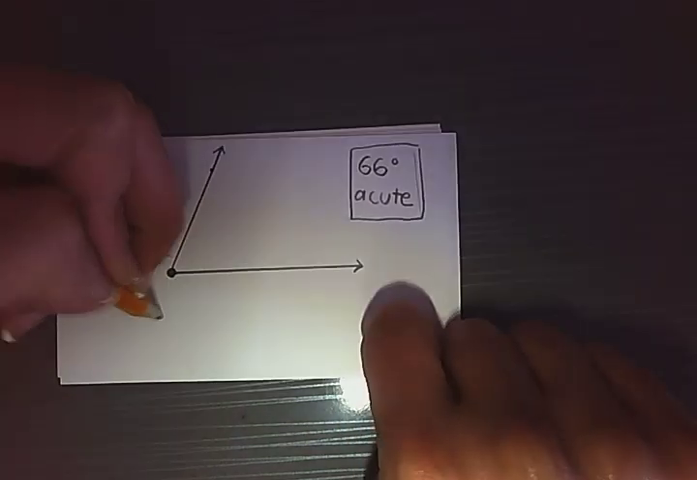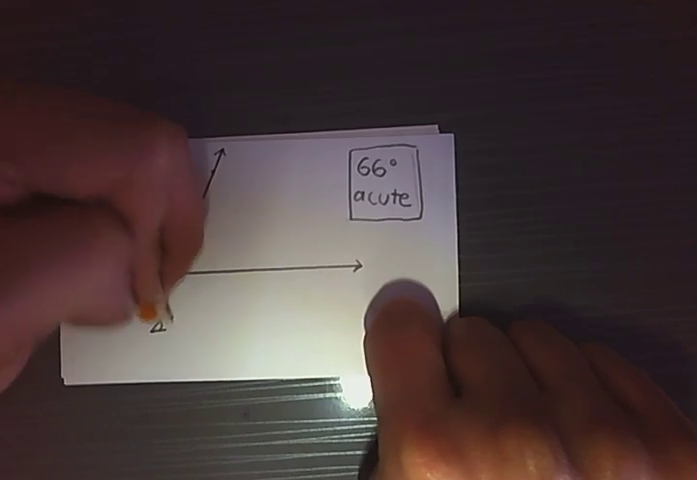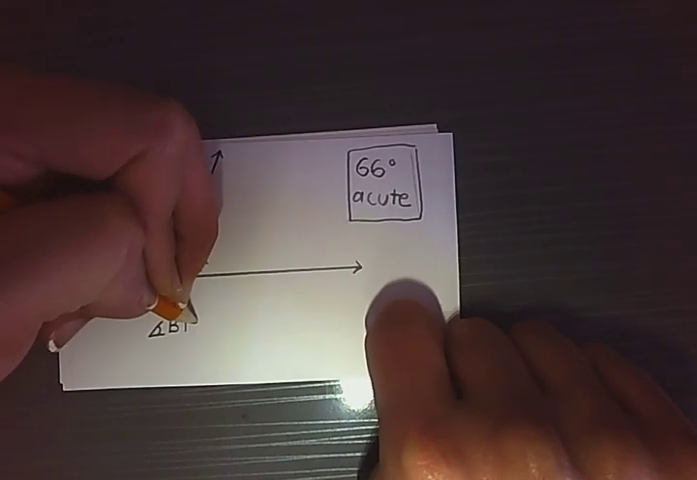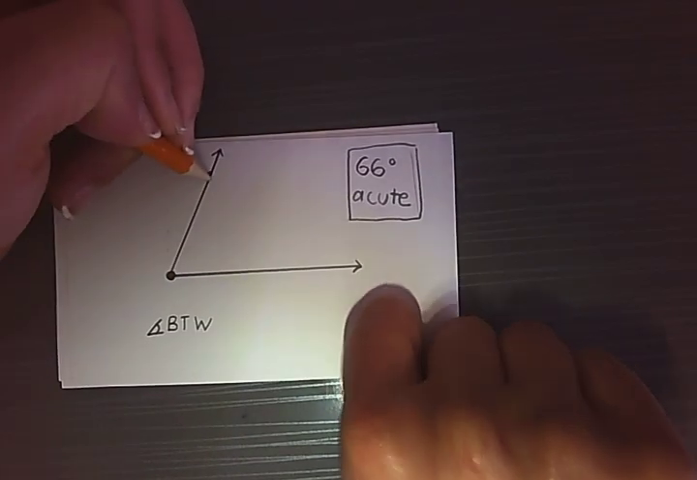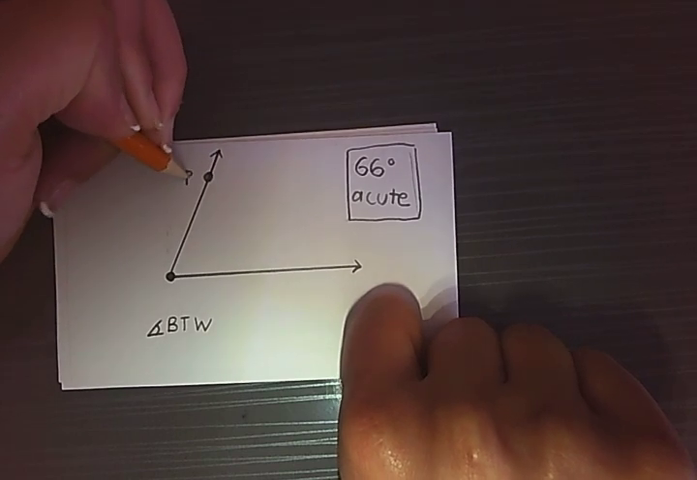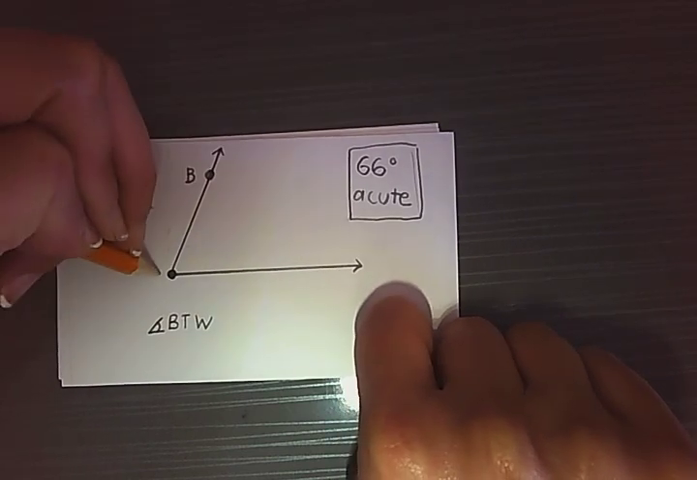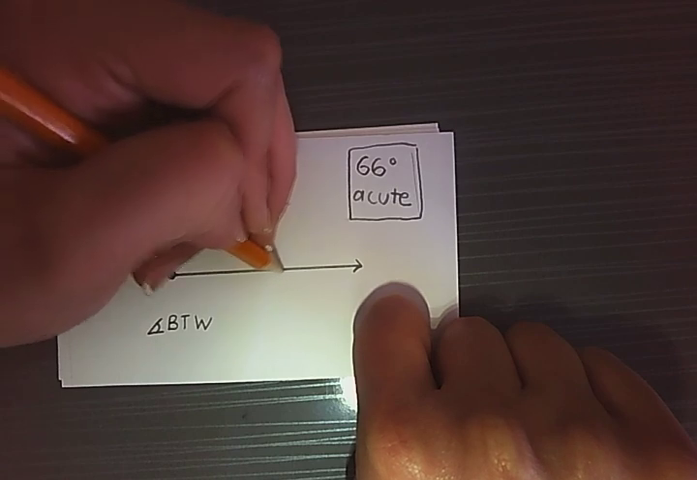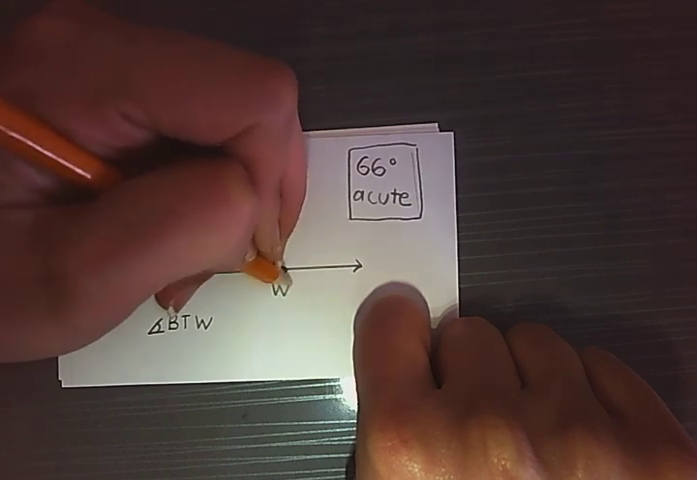So if Miss D wanted to name this angle, BTW, I would have my B up here. Remember, the middle letter would have to be our vertex, our shared point. And then W would be over here.